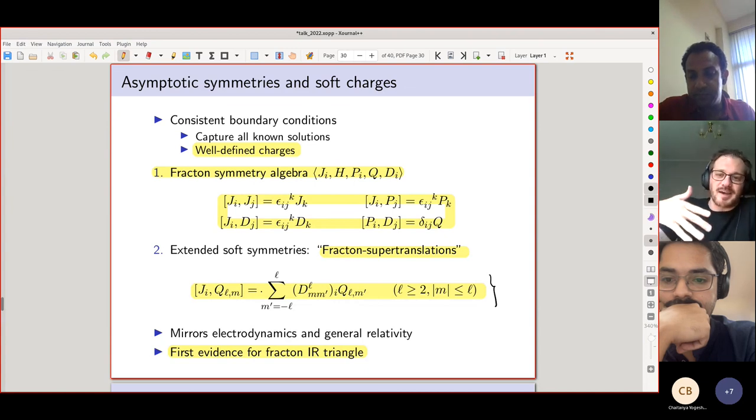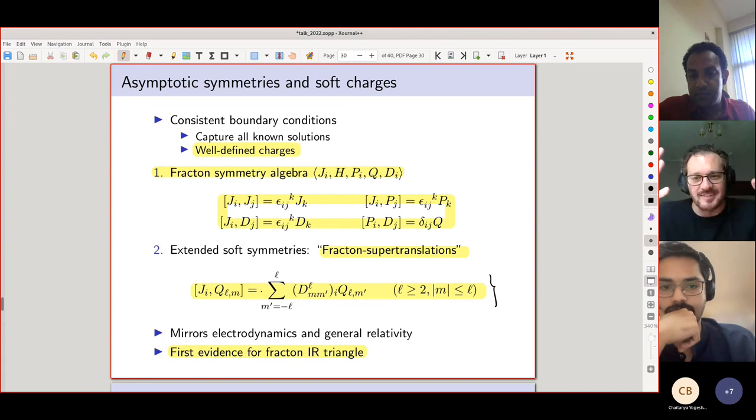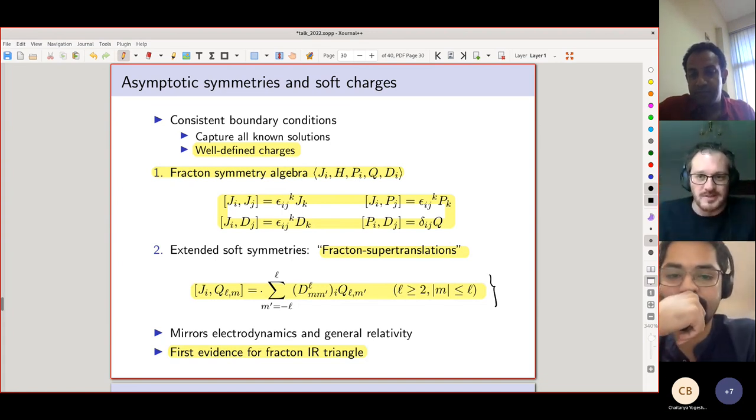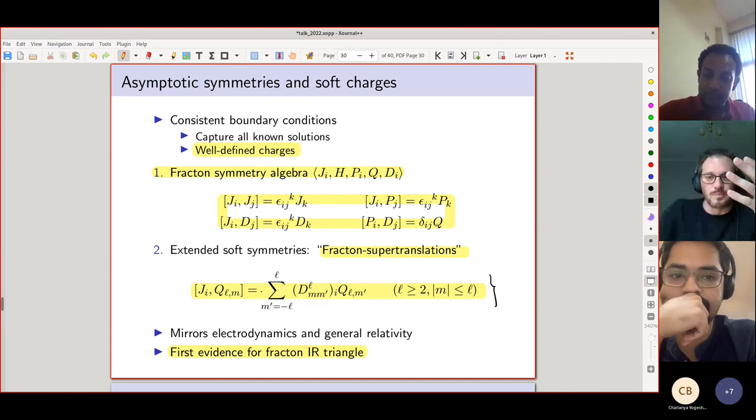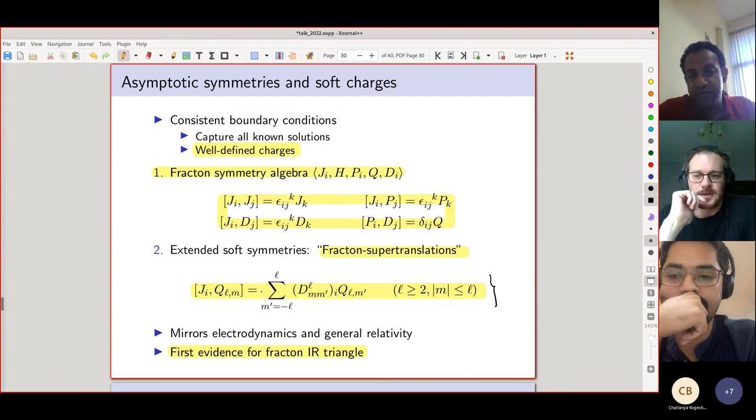So this is more like the idea of trying to understand the infrared triangle from a condensed matter perspective and see how it generalizes. Yeah. From a holographic point of view, I think you would more like try to understand the bulk theories and how they connect to something. Right. So, yeah. I agree.